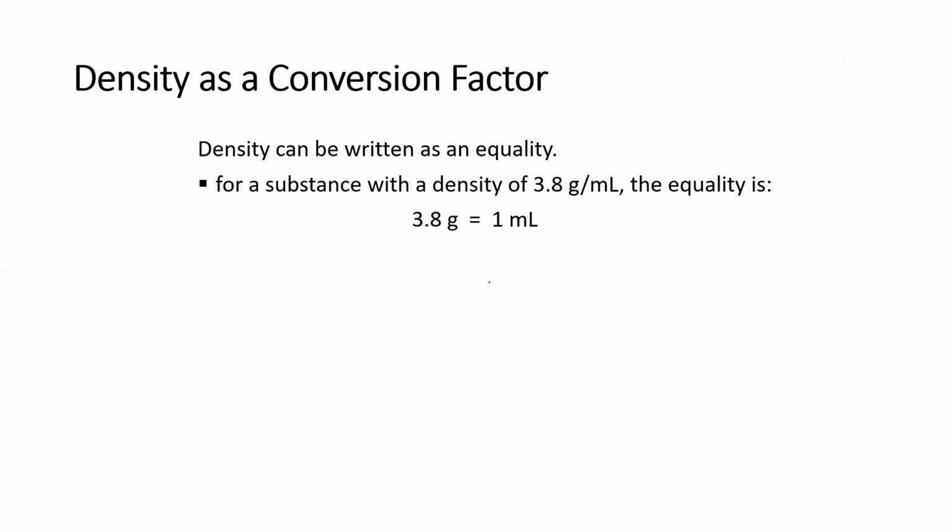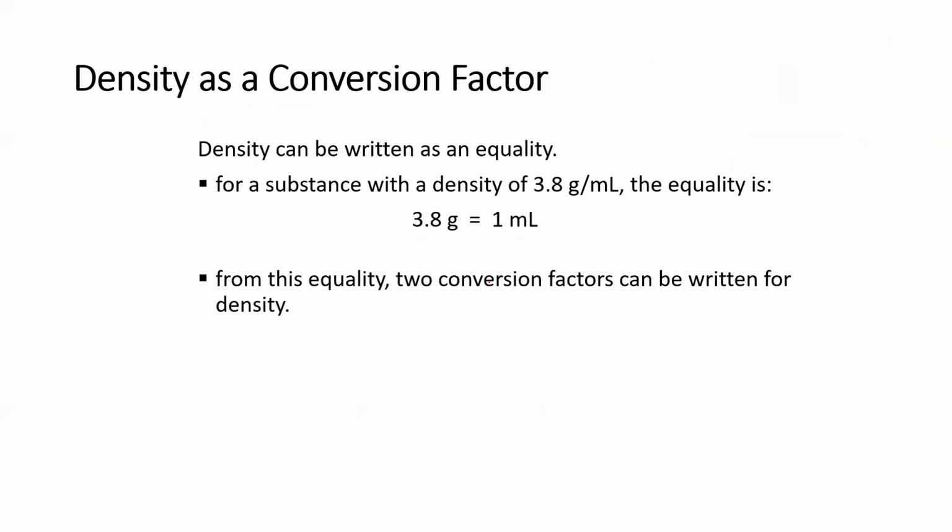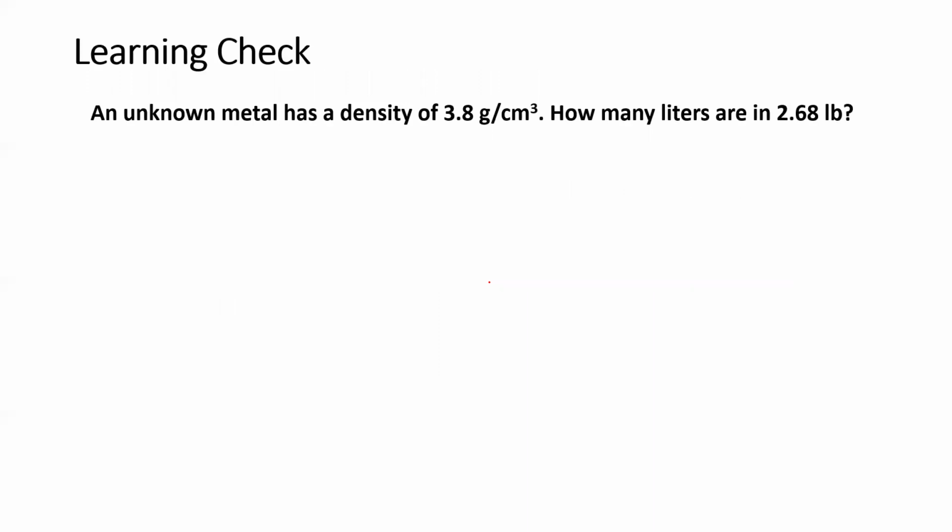So in this particular example, it says the density of a substance is 3.8 grams per mil. Well, what does that mean? I could put it in a ratio and I can flip it around to solve for problems. So that's what I'm going to do in this next example. An unknown metal, so I don't know what this metal is, but I do know that it has a density of 3.8 grams per centimeter cubed. How many liters are in 2.68 pounds?